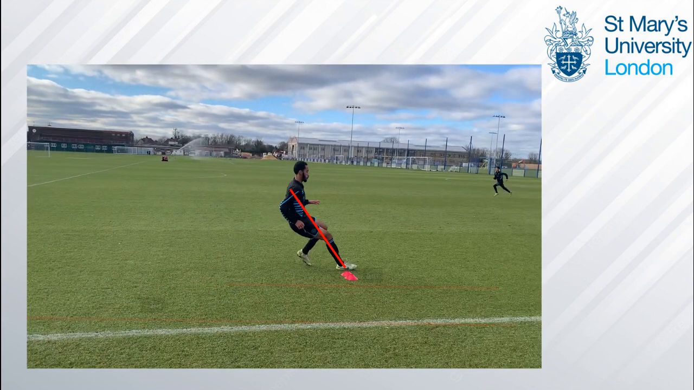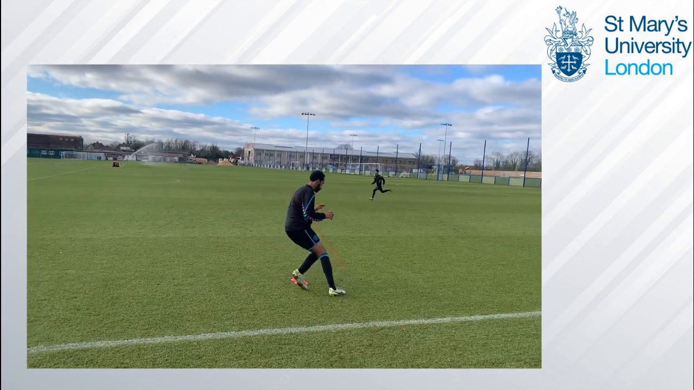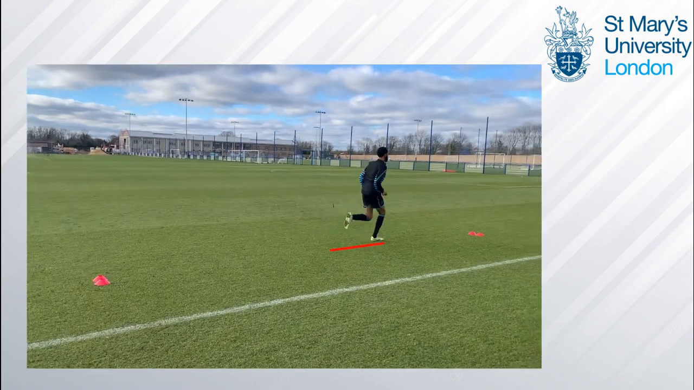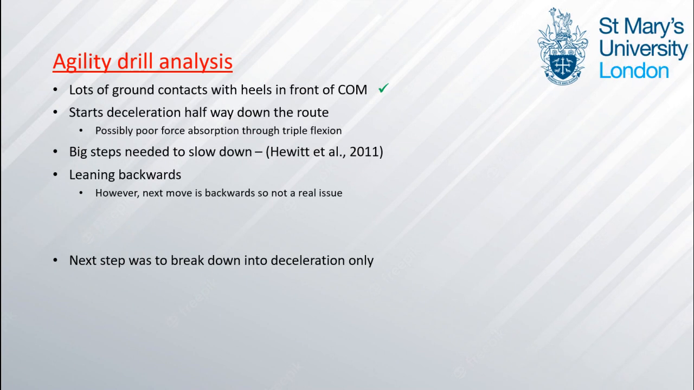On the decel, they are leaning backwards to assist with their braking, with their centre of mass far behind their feet. The athlete is also taking big steps on their deceleration. I spotted lots of ground contact, which was good. However, starting their deceleration early possibly shows poor force absorption through triple flexion. The big steps needed is also not ideal if the athlete needs to change direction quickly.